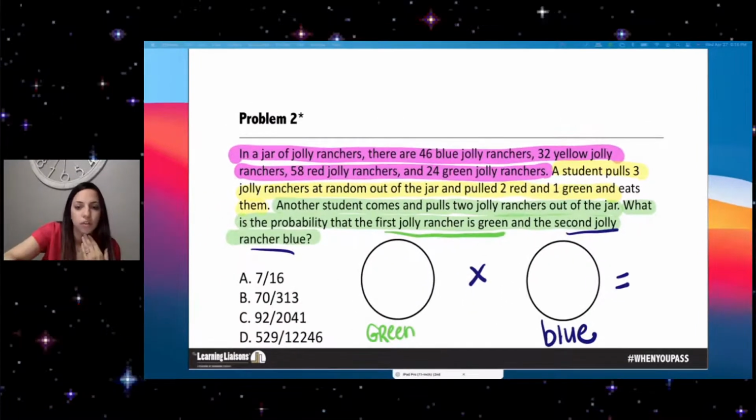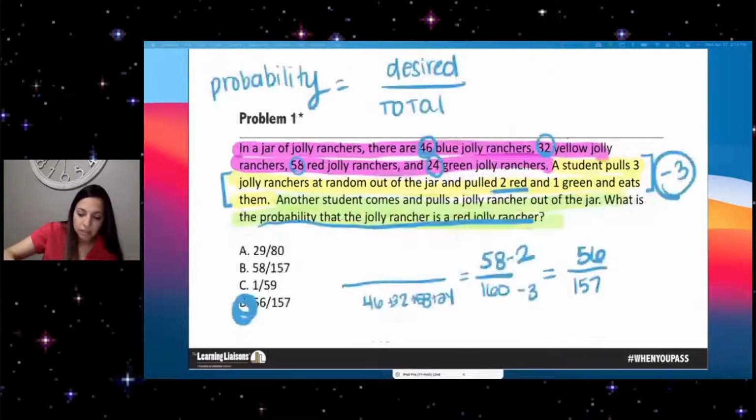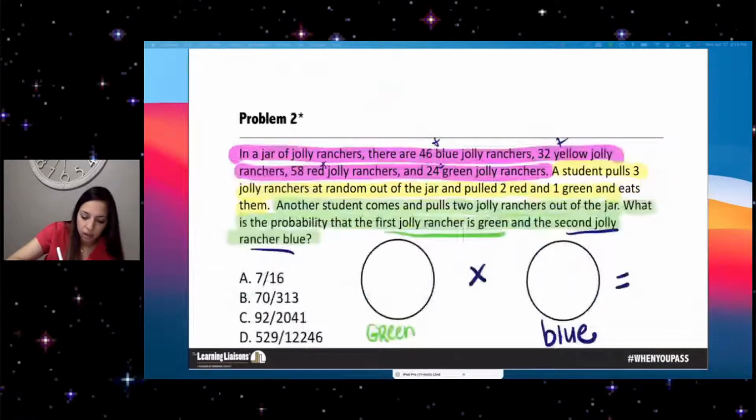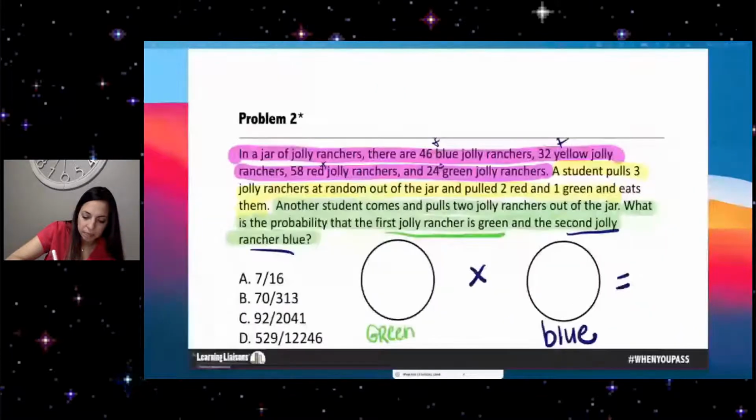And I'm going to change our view here because you can't see those bottom numbers. So what is the green probability? Well, we already figured out that when we add all of these numbers up, it's 160, right? Because probability is desired over total. So this is going to be out of 160.